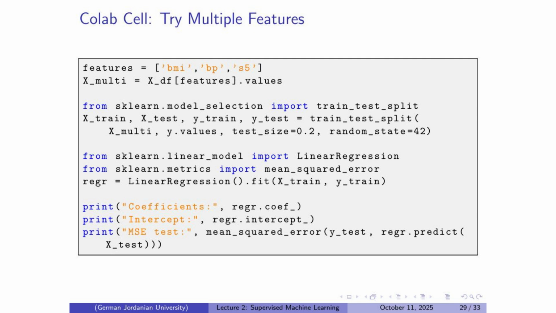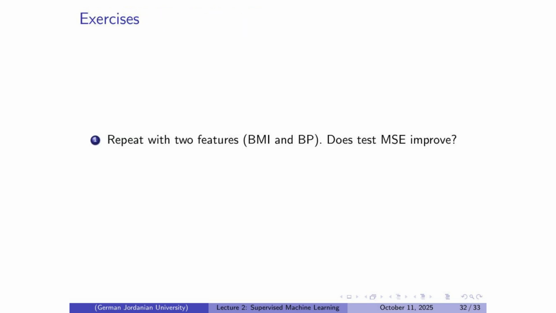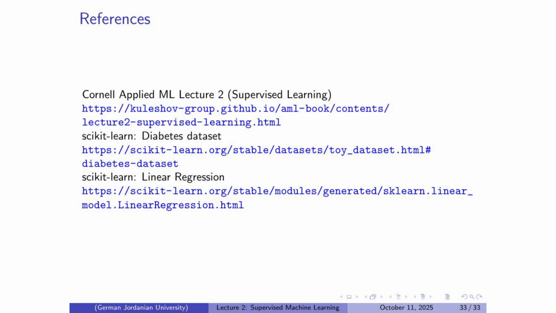Instead of using only BMI, we can add more features like blood pressure. The model becomes multidimensional, and MSE can improve if these features add useful information. Try repeating the experiment with 2 features, BMI and blood pressure. See if your test MSE improves. This helps understand model complexity. You can explore the original Cornell Applied ML notes and scikit-learn documentation to learn more.